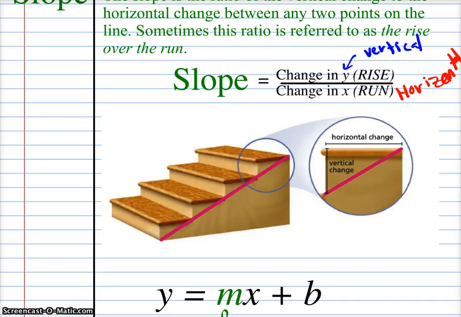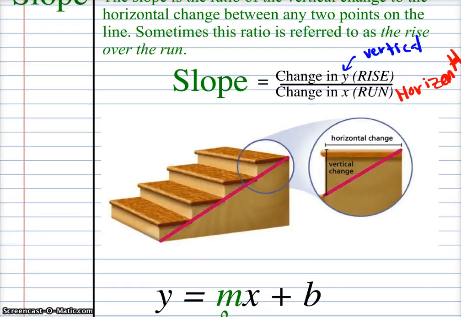Here it is again. Okay, if you look at the example, our vertical change in a set of stairs is how much it goes up. That's our change in y. It's going up a certain amount or down a certain amount. And our horizontal change is the left and right change. Now, we've done this before.